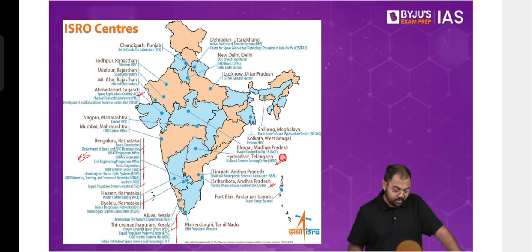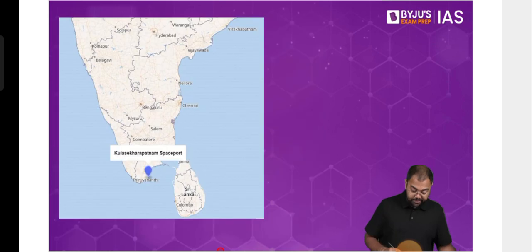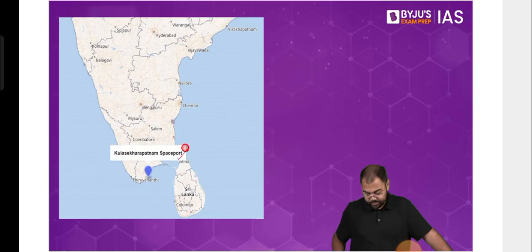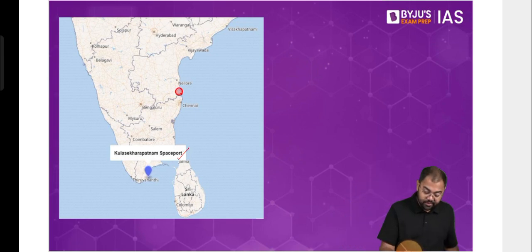Now, there's one more discussion happening right now, and this is about the Kulasekara spaceport. When it comes to Kulasekara, understand why it is also being chosen as a future spaceport for India, or future launch-based infrastructure for India. Right now, our launches are happening from here. This is where you have Sriharikota.